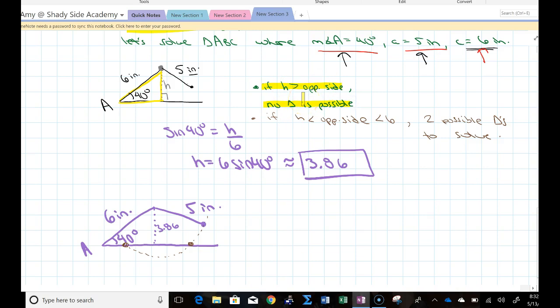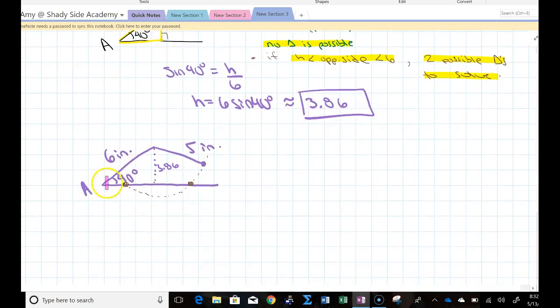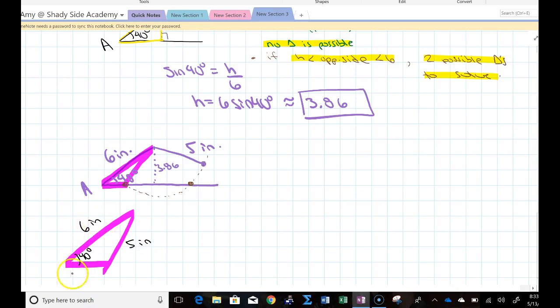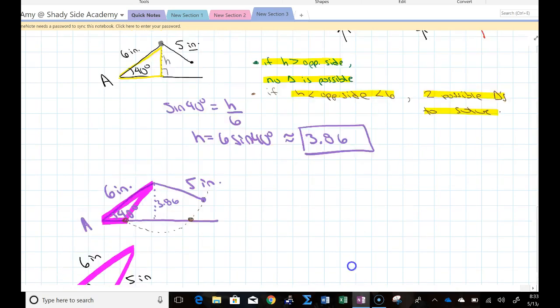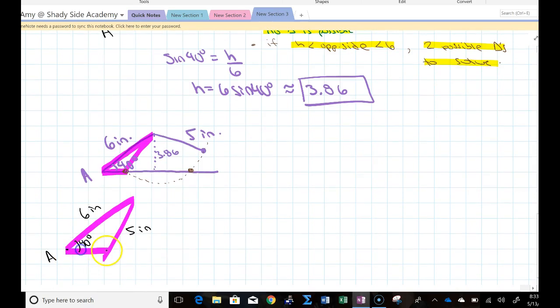One, which is the most obvious one, if h is bigger than the opposite side, there's no triangle. If h is less than the opposite side, which is less than the adjacent side, you have two possible triangles to solve. What I'm going to do down here is highlight one triangle. It looks like that. This is 40 degrees, this is 6, this is 5 inches. This is A. Did I call that C? Oh, yes, very good. This is vertex A, vertex C, vertex B.